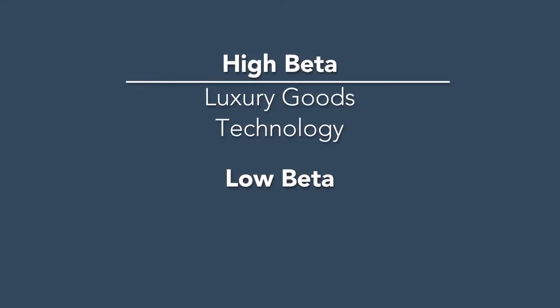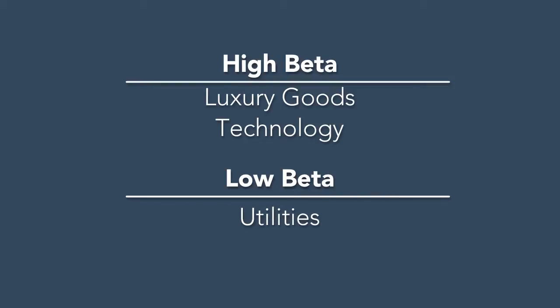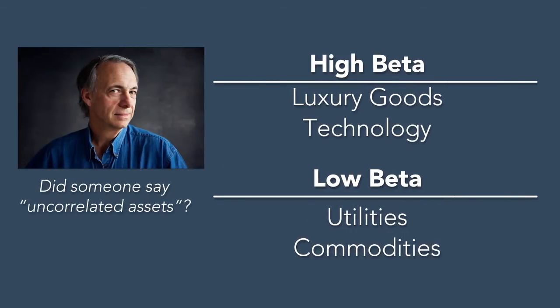High beta assets tend to be in things like luxury goods or technology. Low beta assets tend to be in things that people always need, for example, utilities or commodities such as gold. The holy grail of investments would be finding multiple securities with betas close to 0. This means that the returns of those securities would be entirely uncorrelated with the market, which would potentially maximize the returns while also minimizing risk. That's what Ray Dalio is looking for.